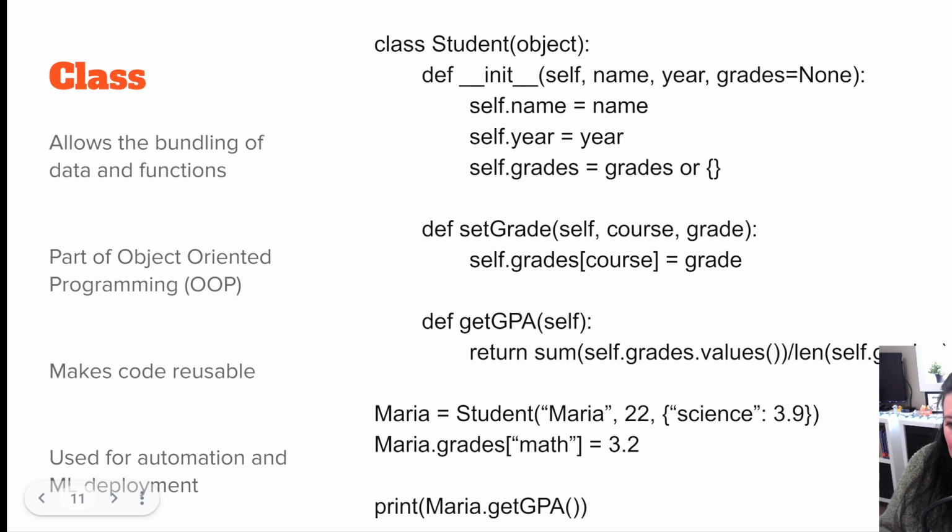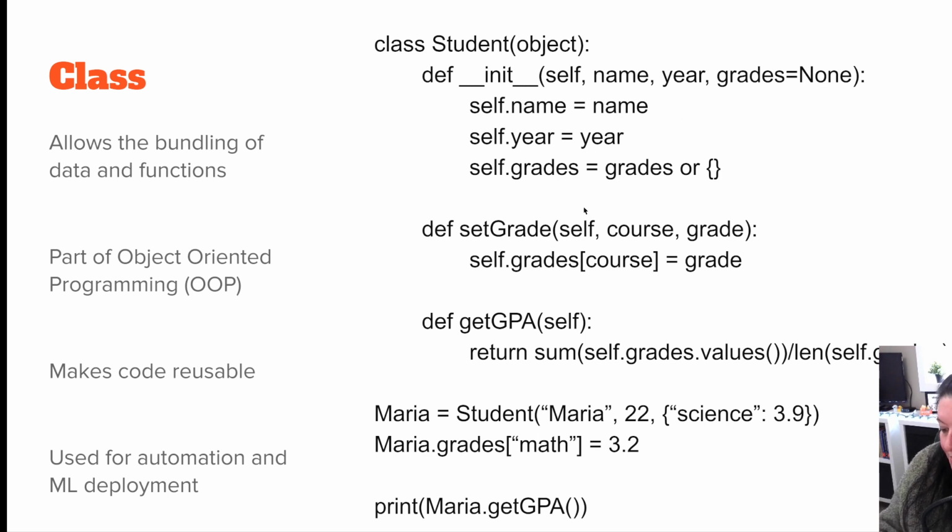So Maria equals Student, and then Maria in quotes is the name, and then 22, and then entering the grade. What we can then do is add grades for Maria by doing Maria.grades, like you see right here. We can provide a math grade, and the grade for math was 3.2. So this allows us to use the set grade function here by providing the self, in this case the individual, and then the course, and then providing the grade for it.